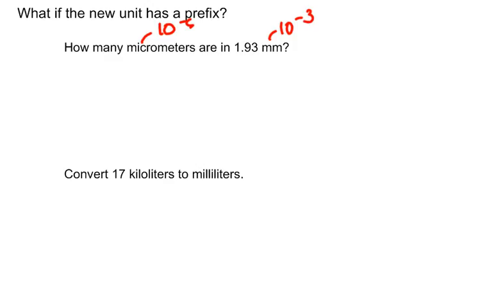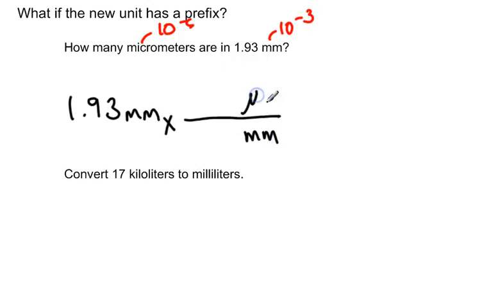Okay, so you have to subtract the new unit from the old. So again, if we're going to set up the problem, it's 1.93 millimeters. That's our old unit. That's the one we're trying to get rid of. X line, millimeters go on the bottom. Micrometers go on the top. Remember, that's a Greek letter. It's funny, but it's like a backwards Y or something.